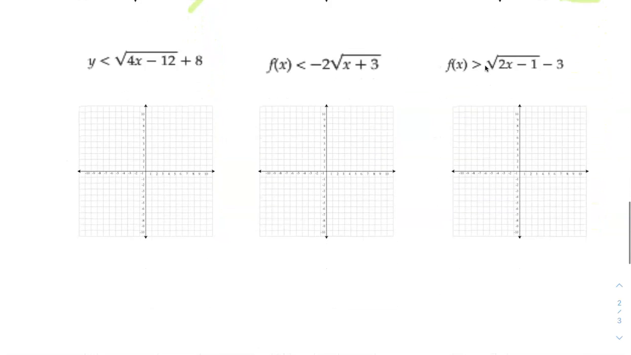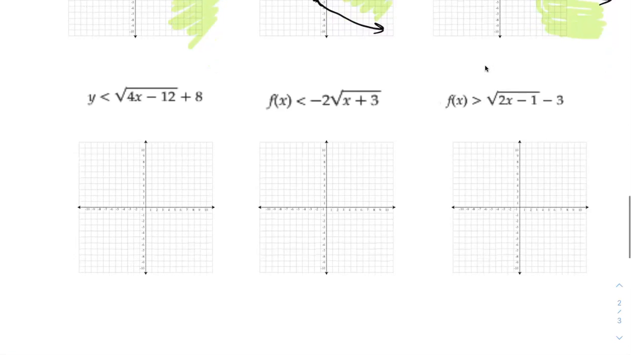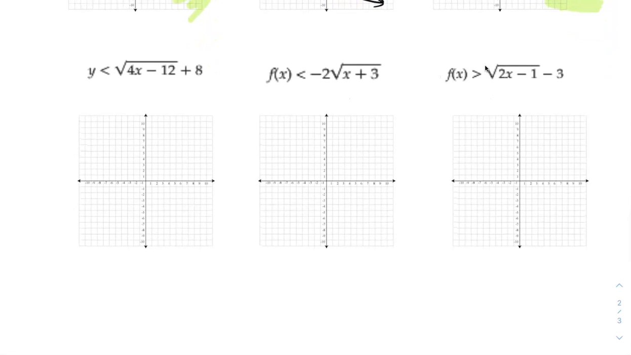Last few. Remember this one? We can't move right 12 and up 8. You gotta factor out the 4 here because there's a number in front of the x. So square root that, and you get x minus 3 plus 8. So our center is gonna be 3 and 8.